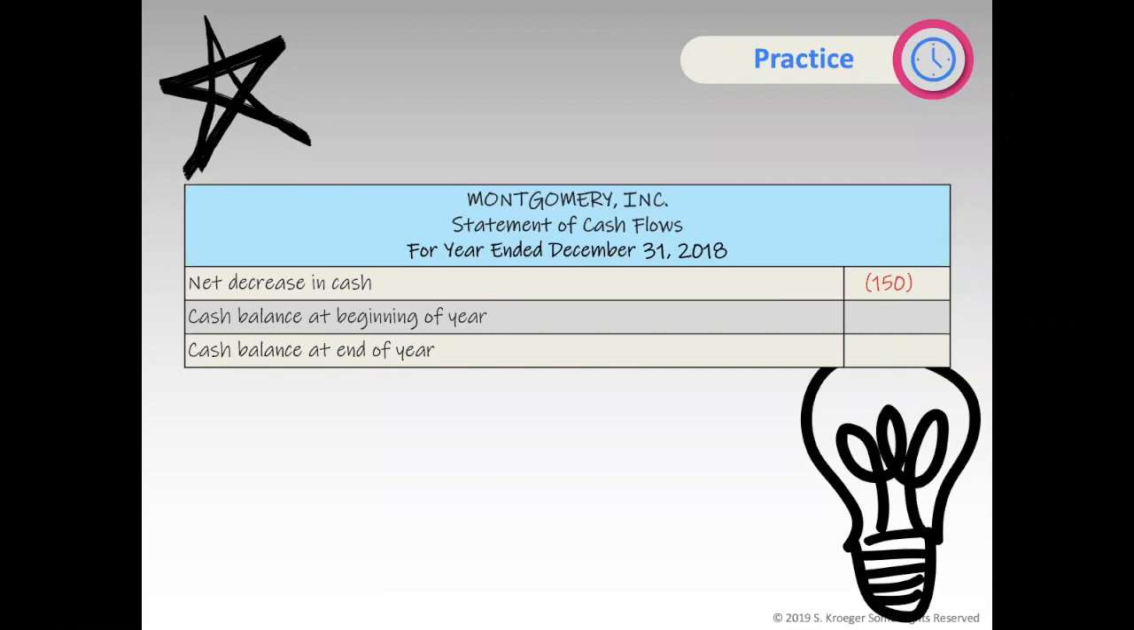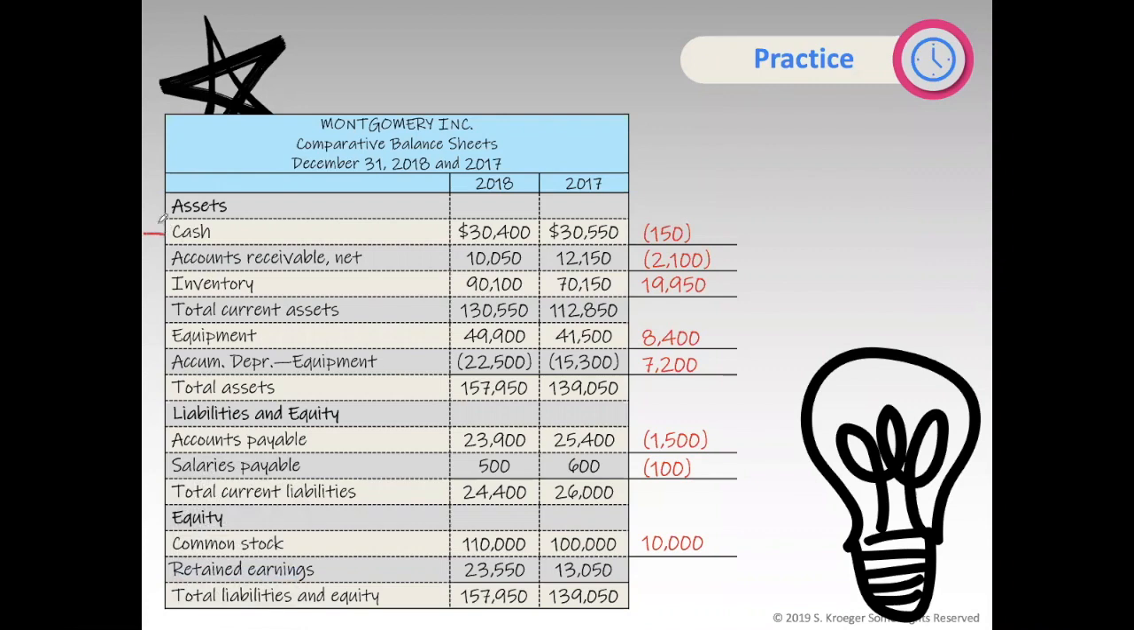Now remember, there is a way to see if this is correct or not. Let's go back to the balance sheet. We're going to be looking at the cash line. As you can see here, the change in cash from last year to this year is negative $150, which is what we got when we totaled the three sections. This means we are either on the right track or we are correct.